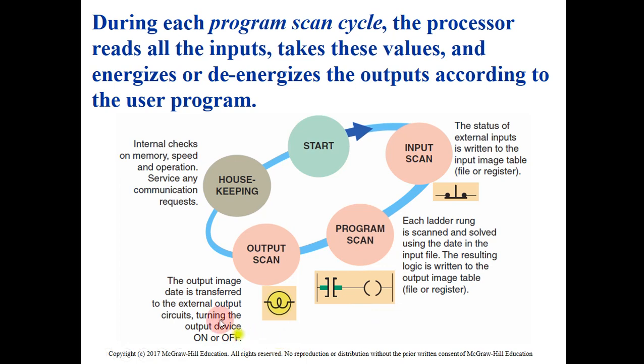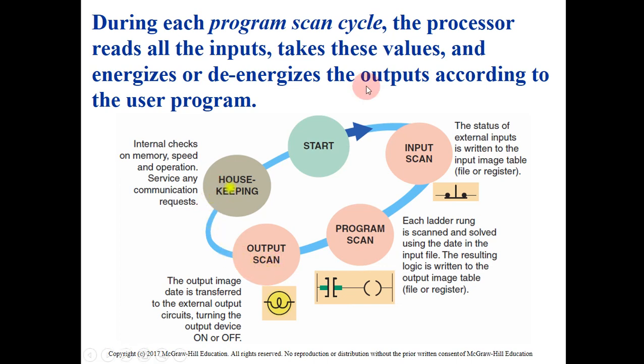Okay. Then we come to the output scan. In the output scan, the output image table data will be transferred to the output modules. Then from the output modules it will be sent to the output devices like actuators. When we say actuators, we mean either a pilot light, a motor, a servo motor, a stepper motor, and so on. So this data will be sent to the output, and the status of the output will be changed depending on the data that we receive from the controller of the PLC.